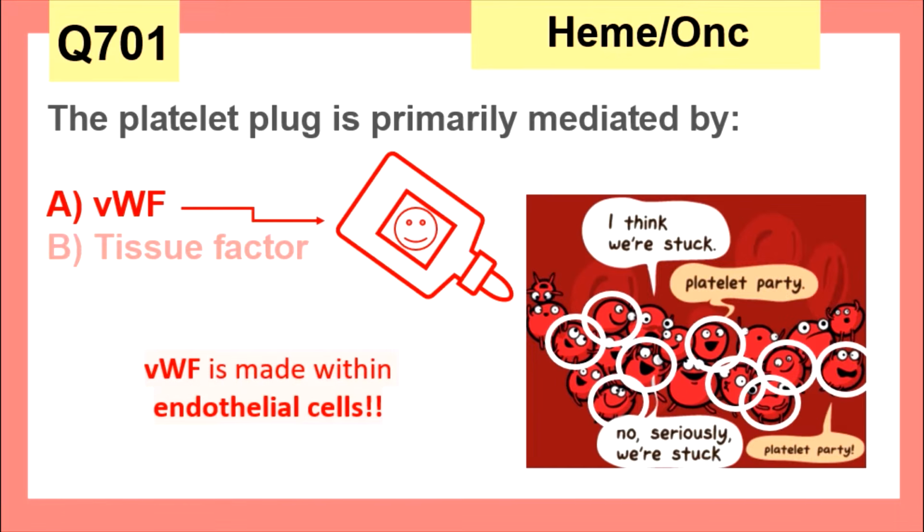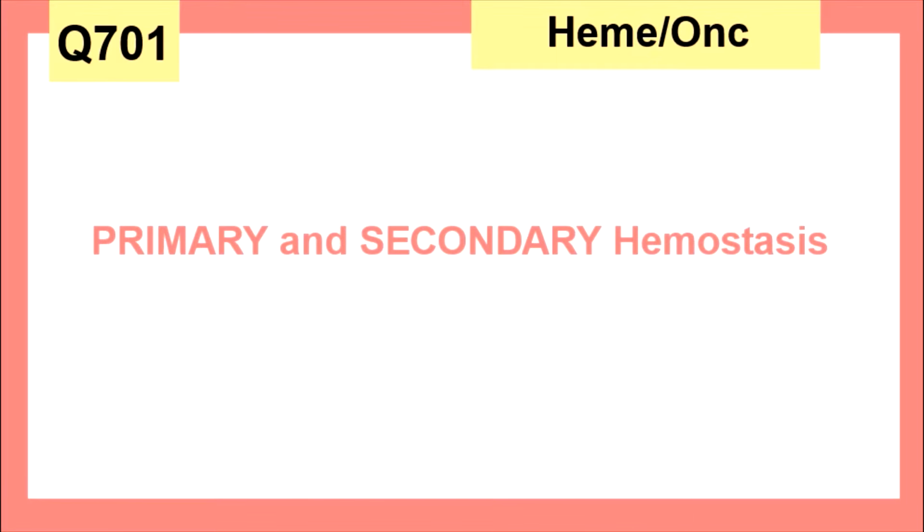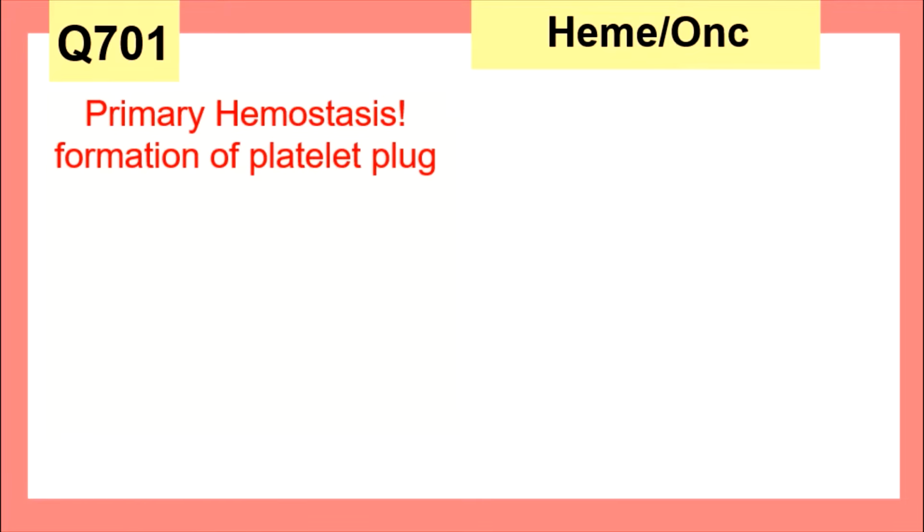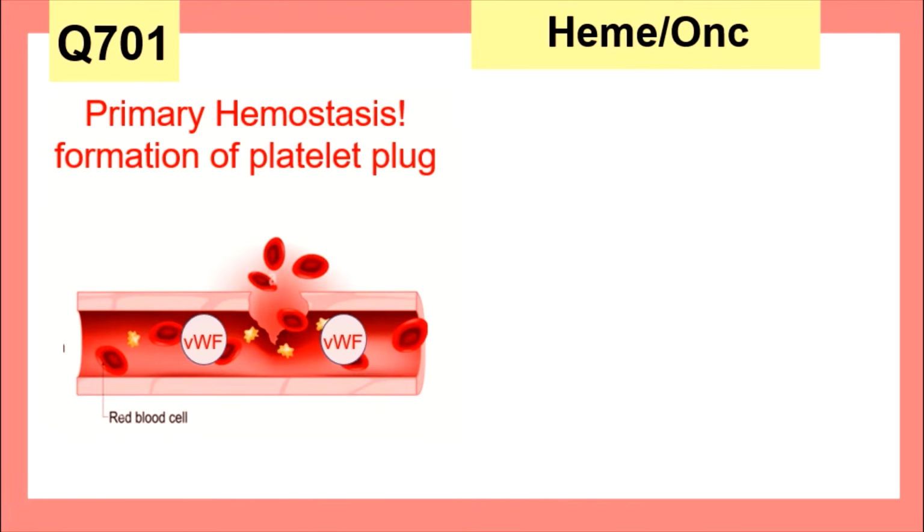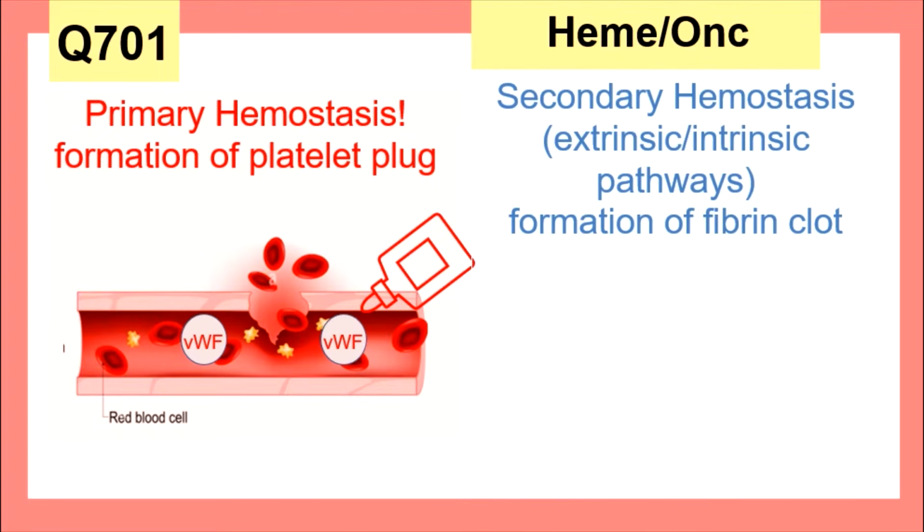And if you recall, von Willebrand factor is made within endothelial cells, specifically in the Weibel-Palade bodies. Desmopressin may be given to a patient to release von Willebrand from their endothelial cells in order to stop bleeding. And if you want just a quick review on primary-secondary hemostasis, here it is. Primary hemostasis is formation of the platelet plug, where again von Willebrand factor acts as the glue. And in secondary hemostasis, that's all about the extrinsic and intrinsic pathways where we form the fibrin clot.